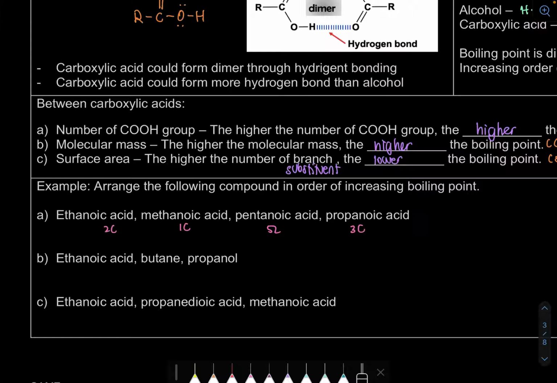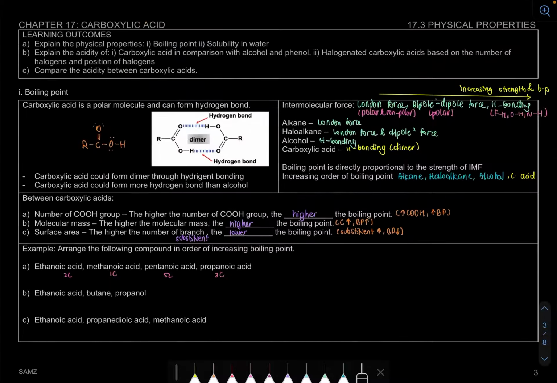So this one, I believe you could do it yourself. Arrange it in order of increasing boiling point. Example B and C as well, I believe you could do it yourself. First and foremost, if it has a different class, we're going to look at this factor. If it's all the same carboxylic acid, we're going to look at these 3 factors. Okay, that is for your boiling point.